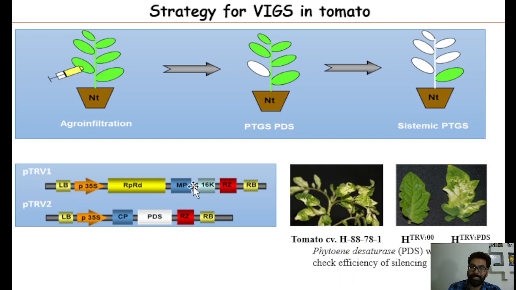So basically these are the vectors. Because it is an Agrobacterium-mediated transformation, they will have a left border as well as a right border. Then it has to have the RNA-dependent RNA polymerase activity for amplification of the signal, and post-transcriptional gene silencing will happen, and you can see the systemic progression of the bleaching symptoms. So this is one basic example of virus-induced gene silencing.